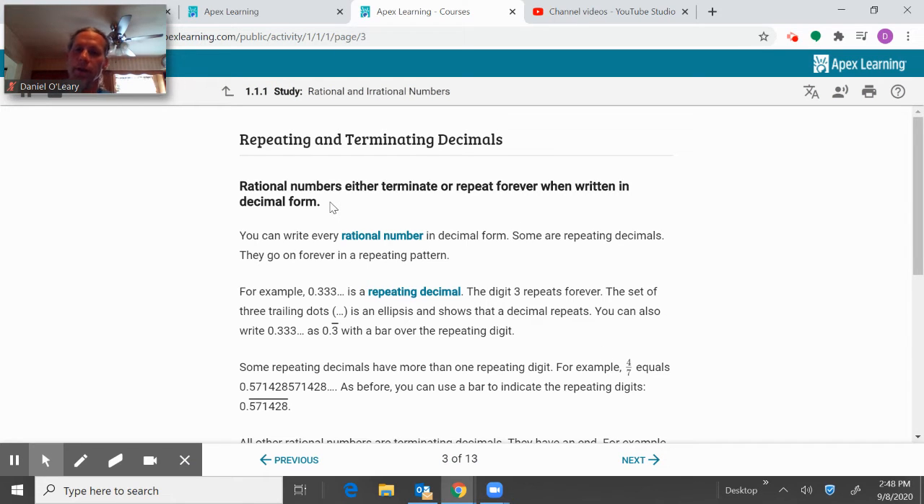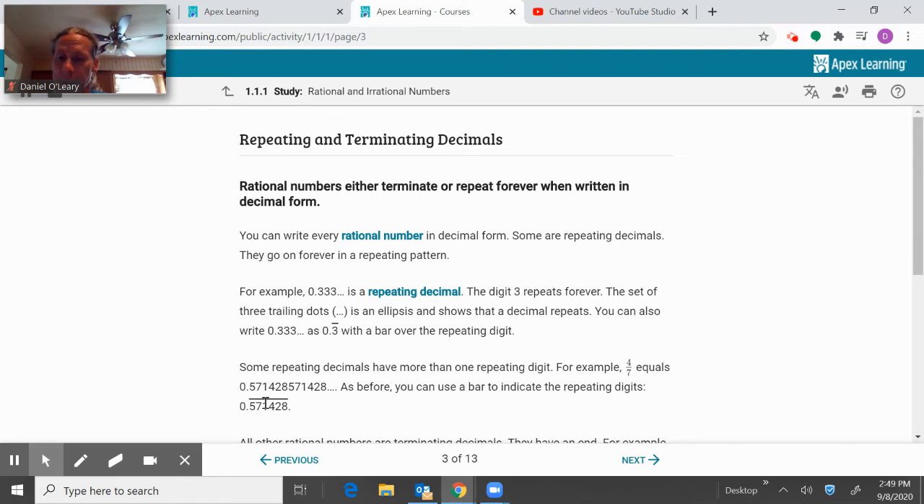Okay, rational numbers either terminate or repeat forever when written in decimal form. So rational numbers terminate, which means they stop, or they repeat forever with a pattern in decimal form. Okay, so a repeating decimal with a definite pattern, 0.33333, goes on forever and ever. Although it goes on forever, the repeating pattern is just a 3. So that would be a repeating decimal. Here you can see that it's not just one number repeating, but the pattern repeats: 0.571428, 571428.